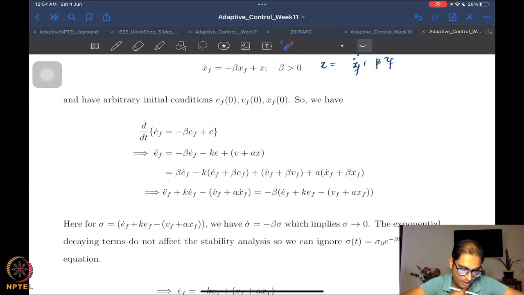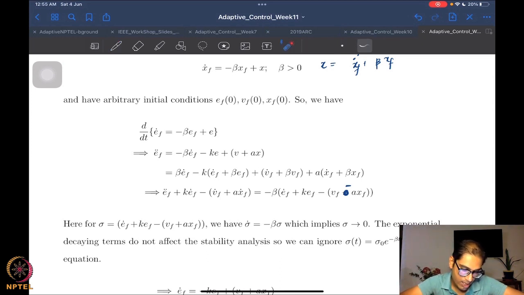Okay, just checking if the signs are correct. Minus beta EF. I'm just checking if the signs are correct. Let's see. EF double dot plus KEF dot plus VF dot plus AXF dot. Okay. And on the right hand side, I have beta KEF, sure, minus beta VF, correct, plus AXF. So this doesn't seem correct. And this sign doesn't seem correct. Yeah, this sign doesn't seem correct. I need to verify this.